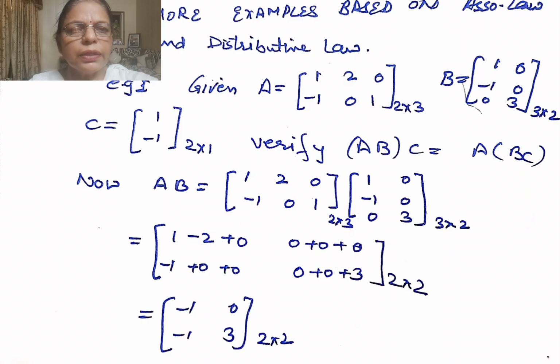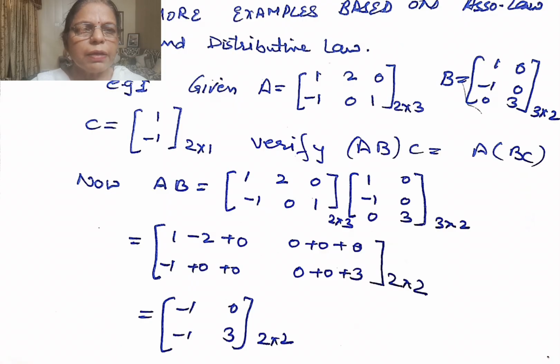Now as a rule in mathematics, we solve AB, which is [1 2 0; -1 0 1] into [1 0; -1 0; 0 2]... that will be a resulting matrix of 2 by 2. As I told in the previous lecture, we take the number of rows of the pre-matrix and the number of columns of the post-matrix. So we see the resulting matrix is equal to [-1 0; -1 3].